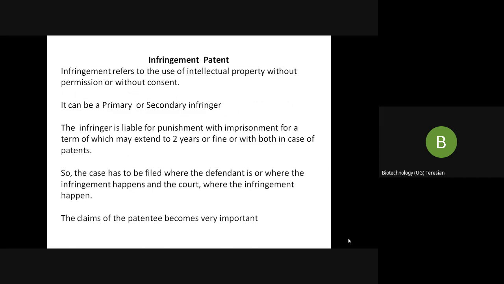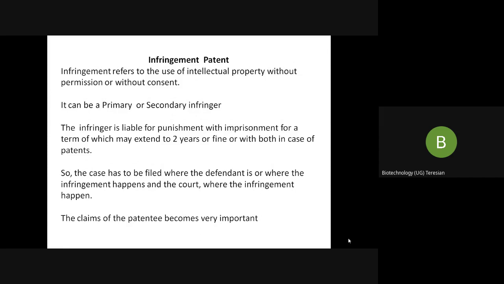Next comes what we mean by infringement. Infringement can happen in any intellectual property, whether it is a patent or copyright or geographical indication or biological invention or industrial design or circuit designing. It can happen in anything. Infringement refers to the use of intellectual property without the permission or consent of the inventor.